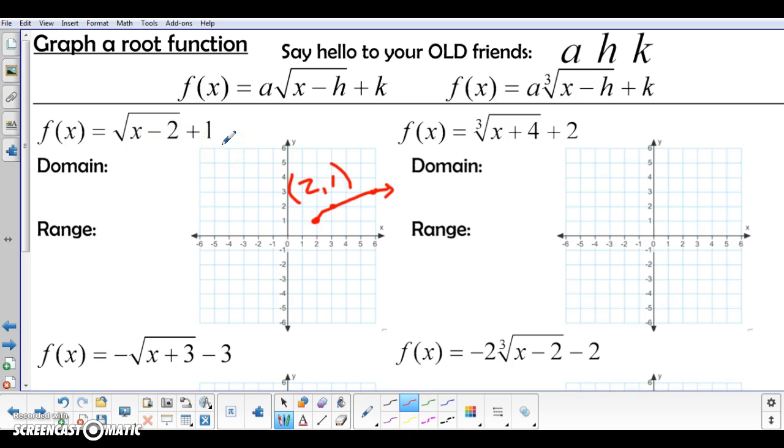Now here's where this is important to me. This affects my domain. The domain here is x values that are greater than or equal to 2, because 2 is the value of h. 2 is the first x value that I can plug in. It gives me the square root of 0, and that's where I usually start. The range would be y values that are greater than or equal to 1, because 1 is the first output. 1 is the output of this initial point on my square root graph.